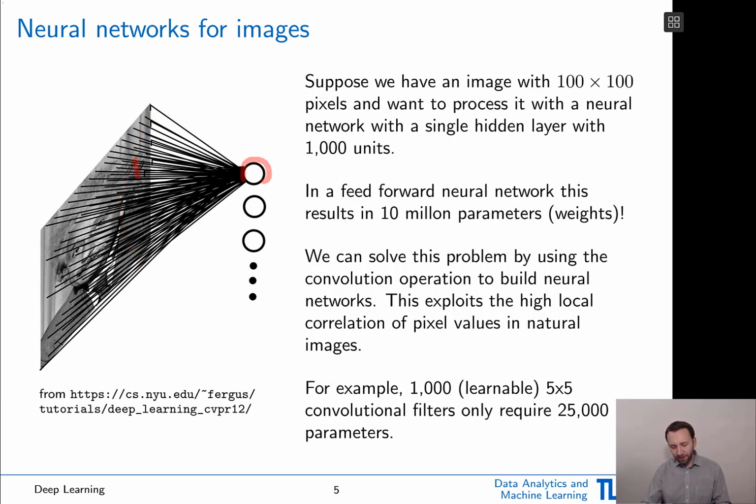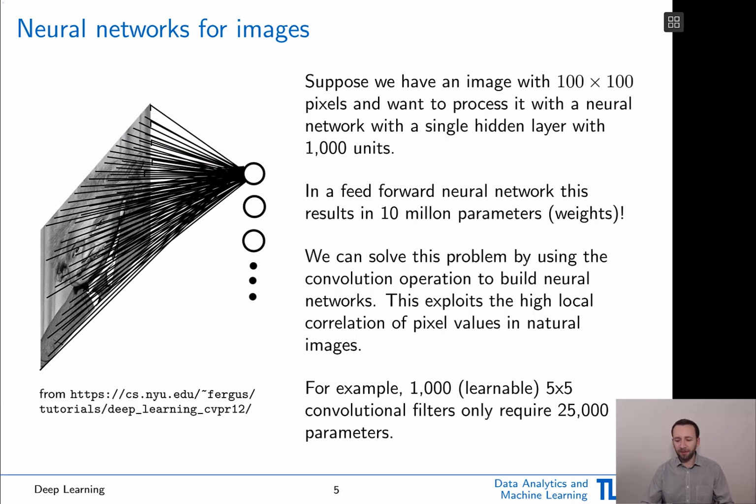Remember, every neuron in this hidden layer, let's say this is the first hidden layer of our neural network, receives a weighted version of the corresponding pixel. So every pixel is weighted and goes to this specific neuron.